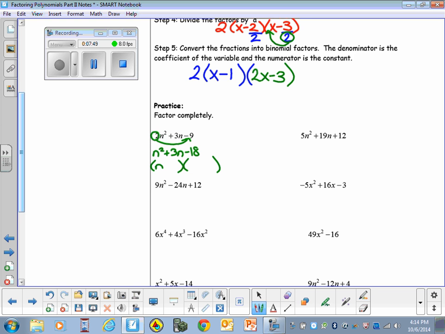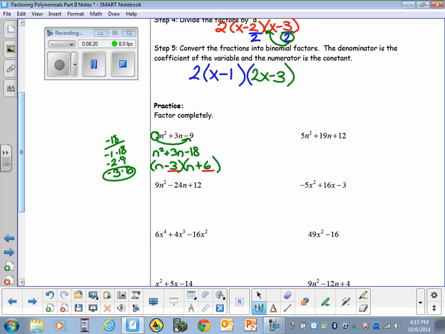Well, n squared has to be n times n. Now, -18 is 1 times 18, 2 times 9, 3 times 6. I know one of these has to be negative, so I look at the middle term. The middle term is positive, so my bigger factor has to be positive. And here's my pair that will add up to a +3. So -3 plus 6.